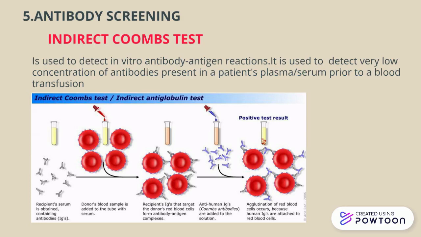Here it says recipient serum is obtained containing antibodies, and donor's red blood cells are added into the test tube containing the serum. Here the recipient's immunoglobulin that targets the donor's red blood cells forms antibody-antigen complexes. Then we add Coombs reagent. Coombs reagent is anti-human immunoglobulin.